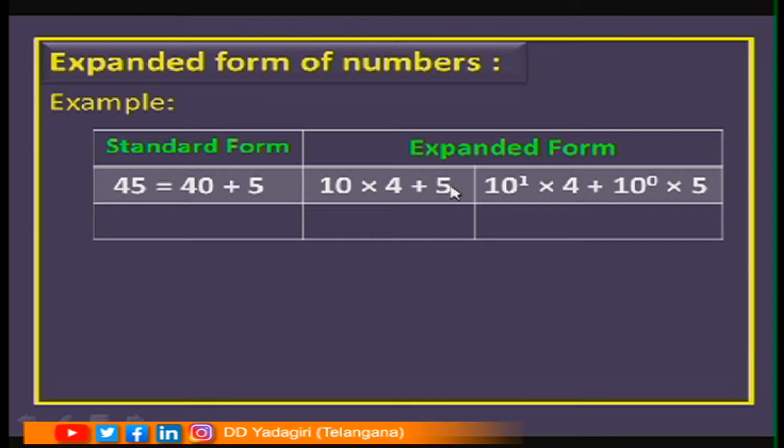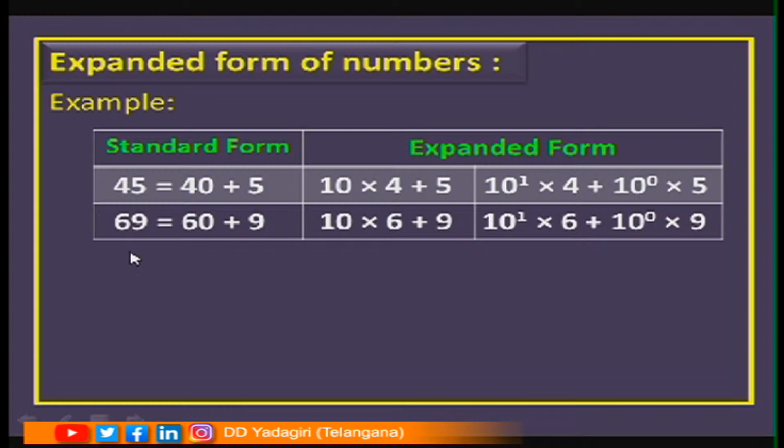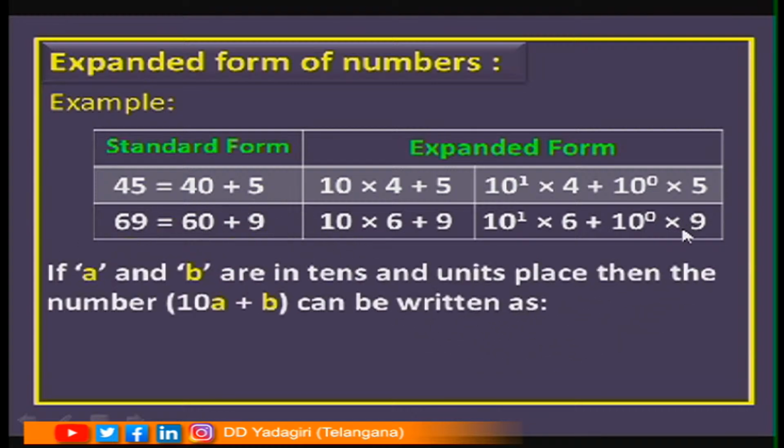But children, we have already learnt in our previous class that any number raised to the power of 0 is 1. So, 10 to the power of 0 is also 1. So, I can write it as 10 to the power of 0 into 5, because it is 1 into 5, and you get back 5. Now, let us take another example, 69. Now, 69 can be written as 60 plus 9, and 60 is 10 into 6. Again, we write 10 as 10 raised to the power of 1 into 6, plus 9, which is nothing but 1 into 9. So, 1 can be written as 10 raised to the power of 0 into 9. This is how we generally write the expanded form, children.